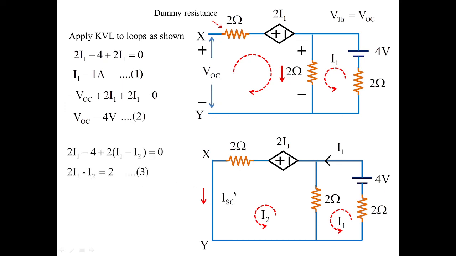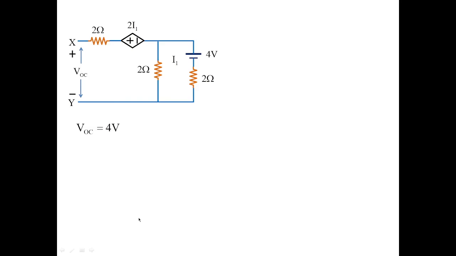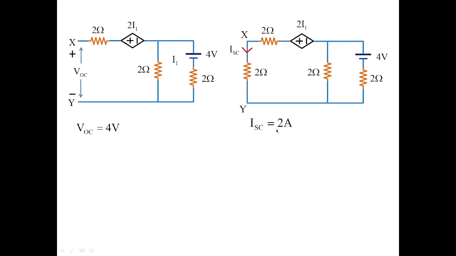Applying KVL to loop 1, we get 2I1 minus I2 is equal to 2. Then we apply mesh analysis to the second loop: 2 I2 minus I1 minus 2I1 plus 2 I2 is equal to 0. This gives the result I1 is equal to I2. So when I1 is equal to I2, I get the value of I1 and I2 as 2 amperes. You can solve equation 3 and equation 4, you will get the same answer of 2 amperes. Once the I2 value is 2 amperes, the short circuit current is also 2 amperes.